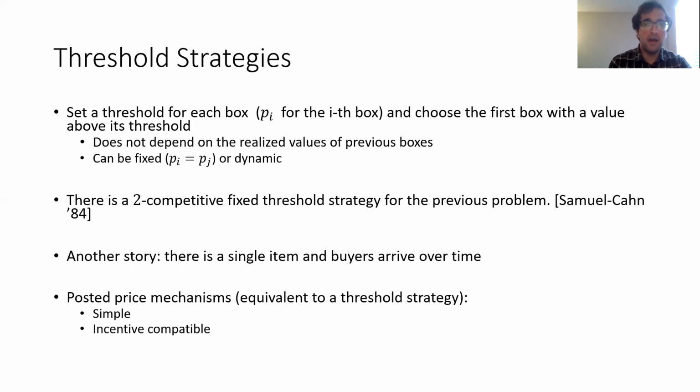And in order to see why this family of strategies is important, we need to look at the problem from a different perspective. Instead of a gambler and a set of n boxes, consider a seller with one single item who wants to sell it to a stream of buyers who arrive one by one. The values of buyers are private information. The seller only knows the set of value distributions. And the goal is to maximize social welfare. This is exactly the same problem.